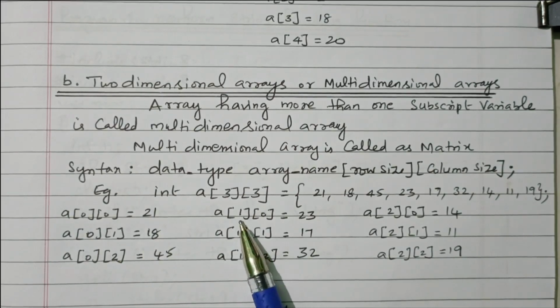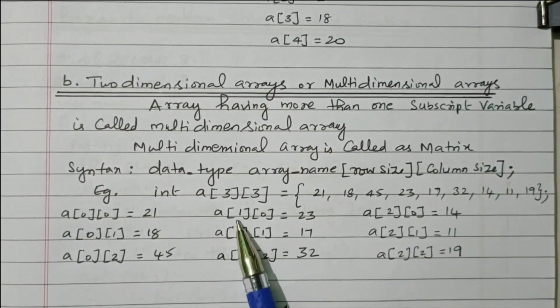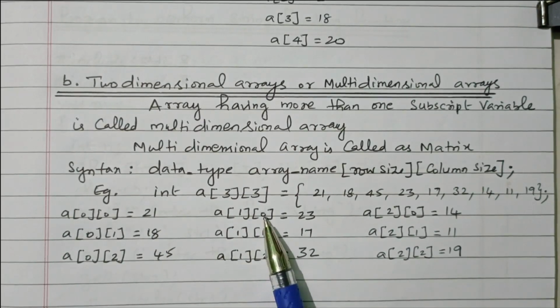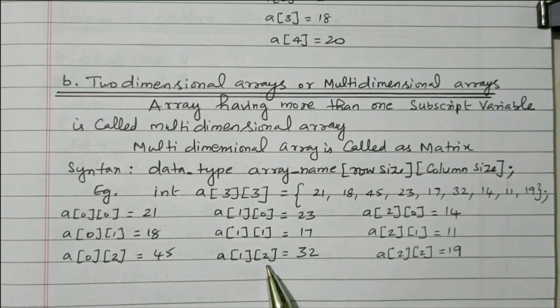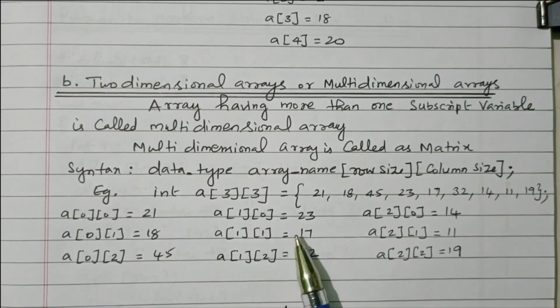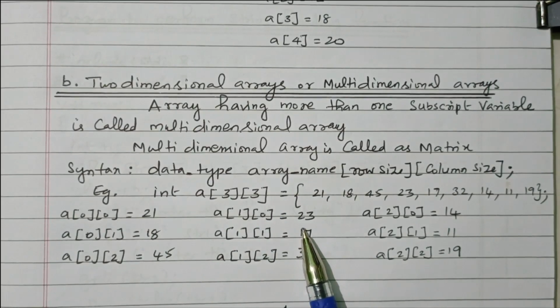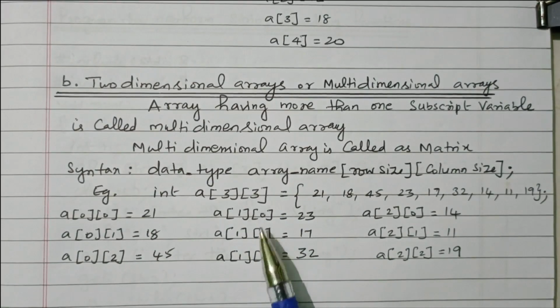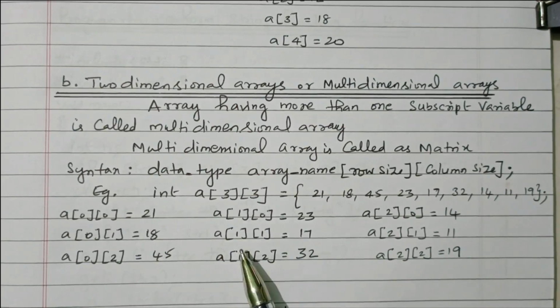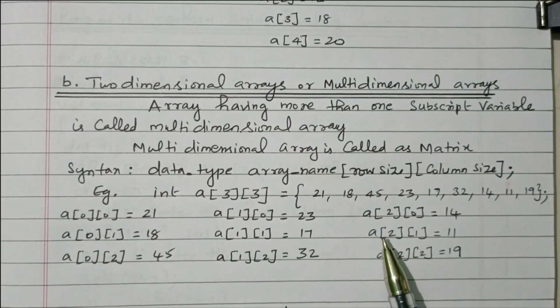Similarly, a[1][0], now see this 0 becomes 1. That means it is the second row. All are in the second row, in the first column, second column, third column. a[1][0] means 23 is stored: second row, first column. a[1][1], in that 17 is stored: second row, second column. a[1][2], 32 is stored: second row, third column.